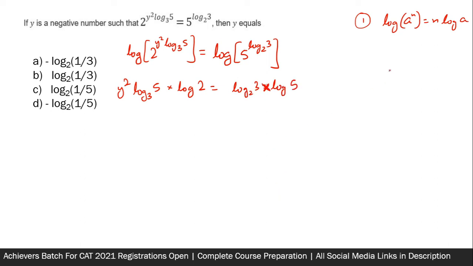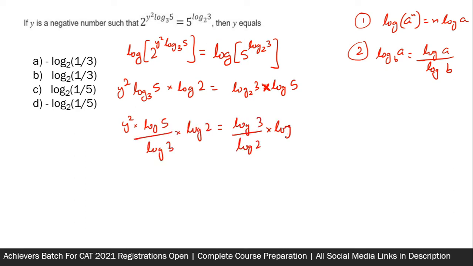Second property that I'm going to apply is log a to the base b can be written as log a upon log b. The base of these logs is as per your desire. So I'm going to use that: y square log 5 upon log 3 into log 2 equal to the right side. So the people who find themselves poor at logarithms and maybe struggling at a phase, they might want to pause the video and see what has happened till now. Only when they are 100% confident, they should move ahead.